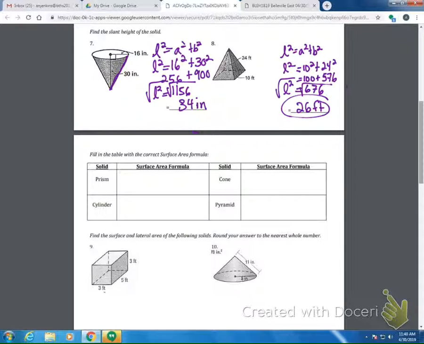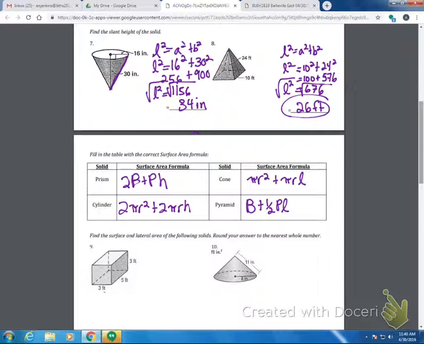Our first part here is a prism. This is the first formula I taught you: 2B, where the capital B is the area of the base, plus P, your perimeter, times the height of your prism. The second one is a cylinder: 2 pi r squared plus 2 pi r h. Over here you have a cone, which is pi r squared plus pi r l, that's your slant height. And for a pyramid, we have the base plus 1/2 the perimeter times your slant height.